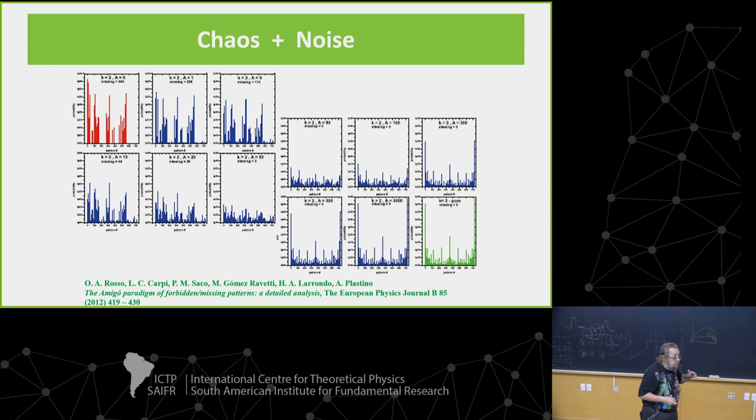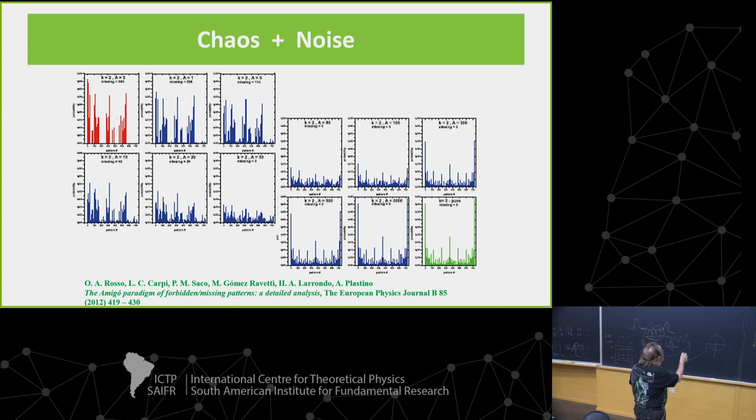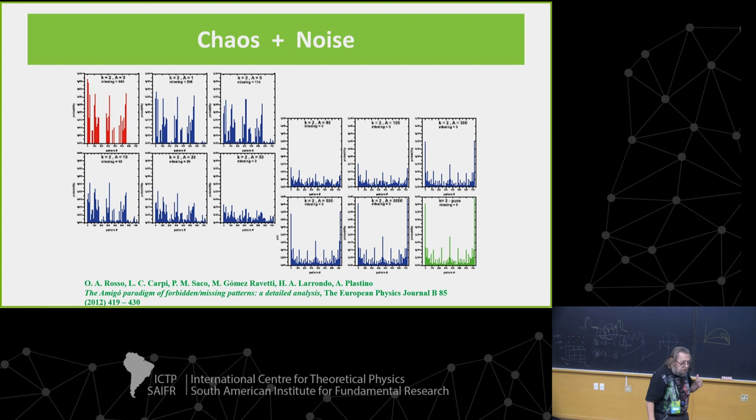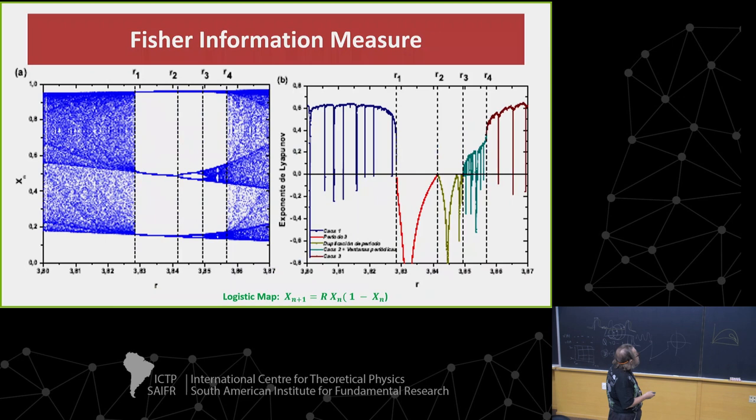Yeah, we see here how we increase the amplitude, and we can see more and more patterns appear and try to be more different in the probability distribution. And this is something that gives us information about how these forbidden patterns are destroyed by the additive noise with some colored noise. Yeah? Okay. But this is something about the logistic map.